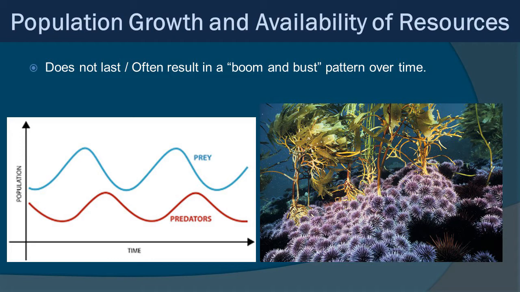Now, of course, all parties come to an end, and exponential growth can often come to a very sudden end because all of a sudden the resources run out, predators explode, whatever the case may be. It's often referred to as a boom and bust sort of pattern over time.